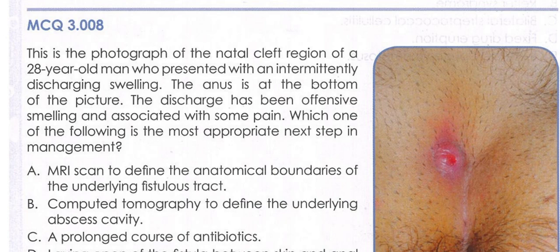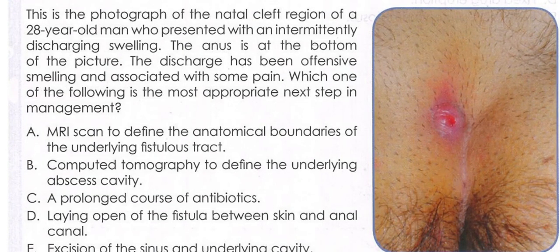This is the photograph of the natal cleft region of a 28-year-old man who presented with an intermittently discharging swelling. The anus is at the bottom of the picture. The discharge has been offensive-smelling and associated with some pain. Which one of the following is the most appropriate next step in management? So here it's asking about the most appropriate next step in the management.